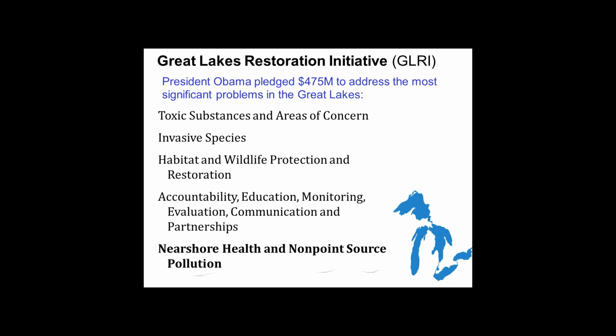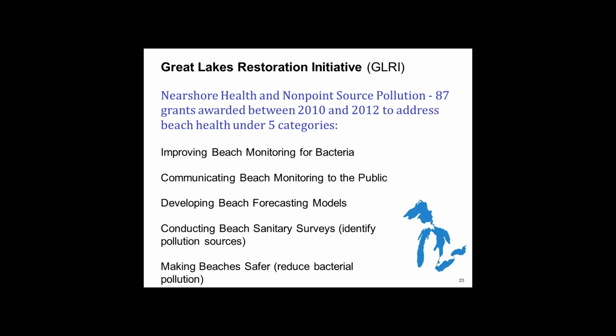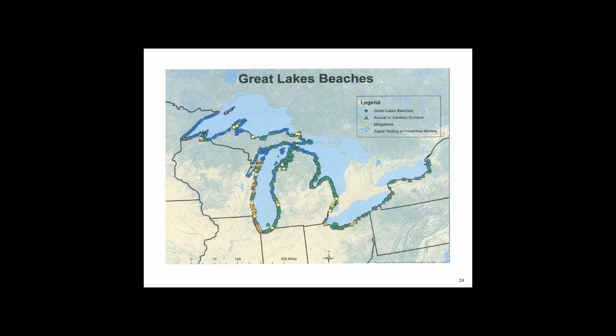And the nearshore health and non-point source pollution category had 5 different areas that worked on improving beach health and improving protection of public health at beaches. And these are the 5 categories that were funded under that nearshore health and non-point source pollution category. And I'm going to go through each of these categories and talk about a couple of projects. There were so many amazing projects that were funded. I don't know if you can see this, but this is where all the projects were funded with the Great Lakes Restoration Initiative funding. You've got your annual sanitary surveys, mitigation projects, rapid methods, validation work, and your predictive model.